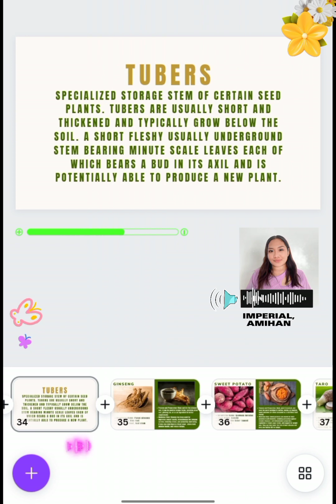Another classification of medicinal plants is tubers. Tubers are specialized storage stems of certain seed plants. Tubers are usually short and thickened and typically grow below the soil. A short, fleshy, usually underground stem bearing minute scale leaves, each of which bears a bud in its axil and is potentially able to produce a new plant.